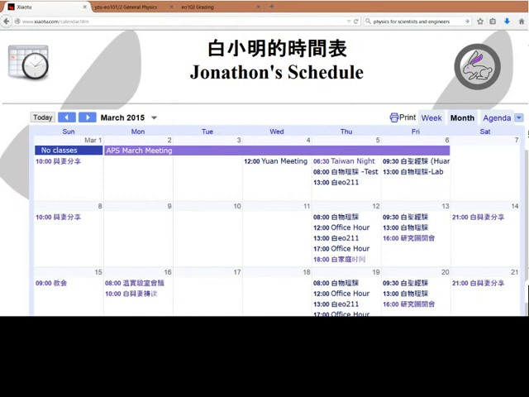You can also see my different class schedules, when we have our physics classes, and when we have my group research meetings. These you can all see by just coming onto my website.